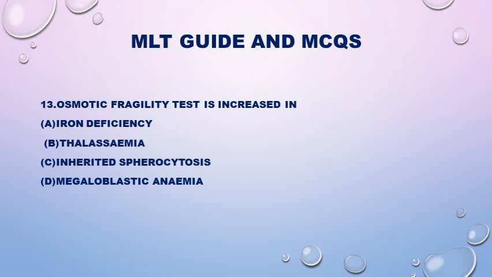13. Osmotic fragility test is increased in options A. Iron deficiency, B. Thalassemia, C. Inherited spherocytosis, D. Megaloblastic anemia. The answer is C. Inherited spherocytosis.